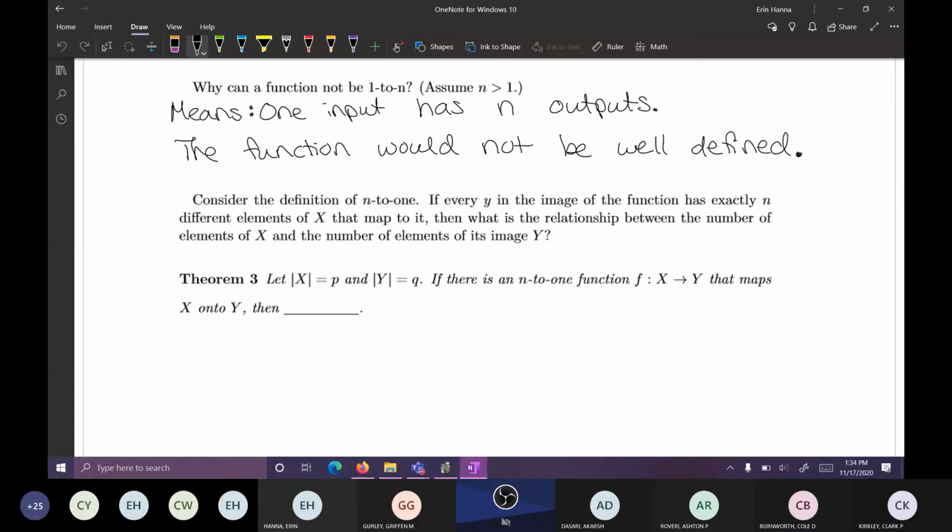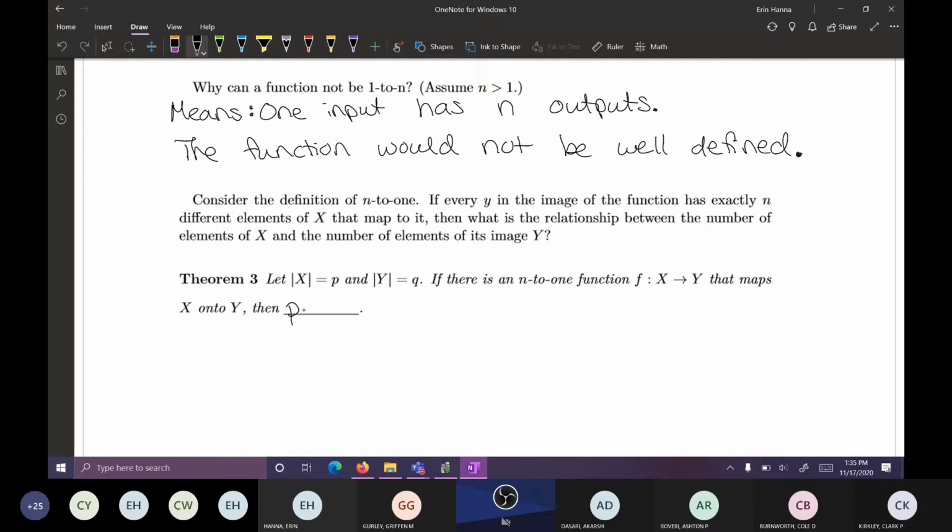So going back to the idea of n-to-1, if every y value in the image, which remember is just the fancy name for the set of outputs, has exactly n different elements that map to it, then we actually have some relationship between the number of elements in X and the number of elements in Y. Say you have p elements in your input set and q elements in your output set, and there's some n-to-1 function between the two.